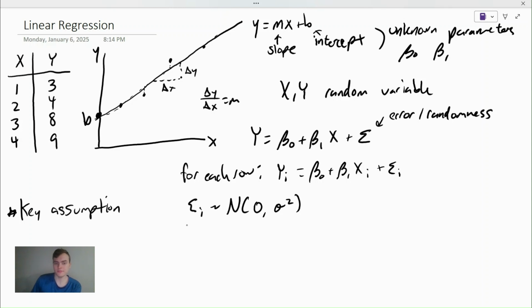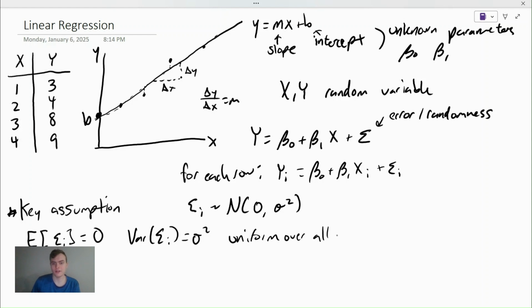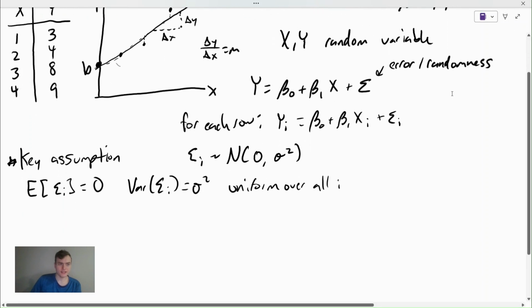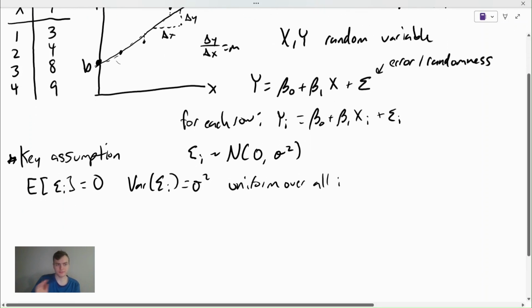So that means our expected value of epsilon i is 0, and the variance of epsilon i is sigma squared, and that's uniform over all i. The variance is not changing as we change which data points we're pulling from. It's like the order of the data points doesn't matter. It's a truly random sample, right?